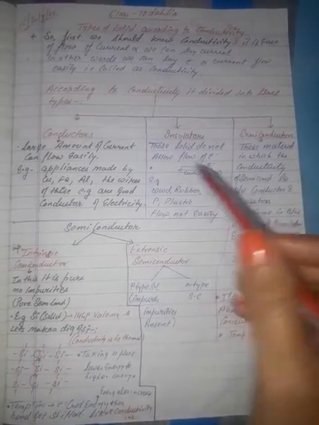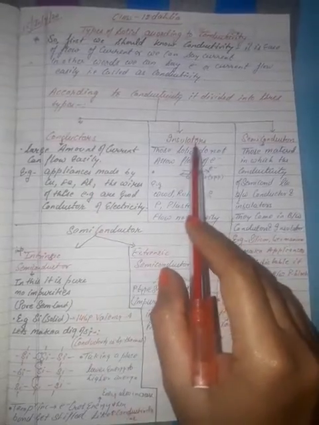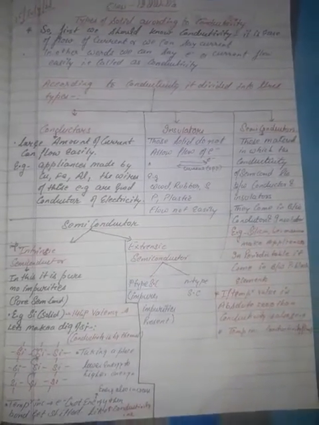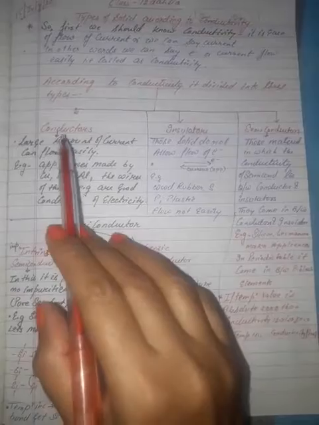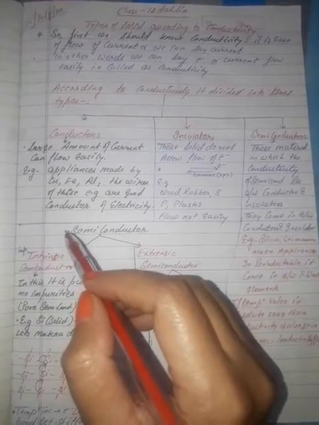According to conductivity, one is conductor, another is insulator, and the next is semiconductor. So in a conductor, what will happen? A large amount of current is produced. Current can flow easily here.